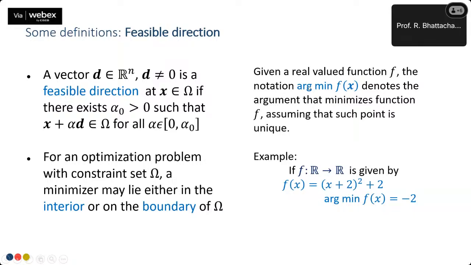Another notation we'll use is, for example, argmin f(x), which denotes the argument that minimizes the function f, assuming that such a point is unique. For example, take a simple one-dimensional function, from R to R, not from Rn to R, f(x) = (x + 2)^2 + 2. Then argmin f(x) is -2, because this is the only value which gives the minimum of the function. Take any other value, positive or negative, and because it is squared, the result is positive and greater than 2. This is the notation we'll use to denote it, and here our function f is a function of a vector x. I hope it makes sense.